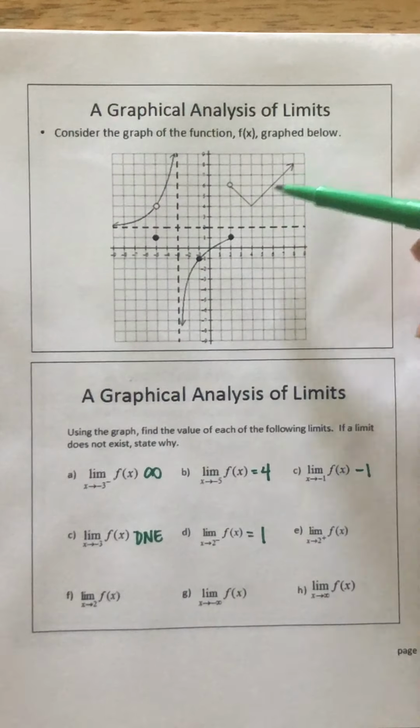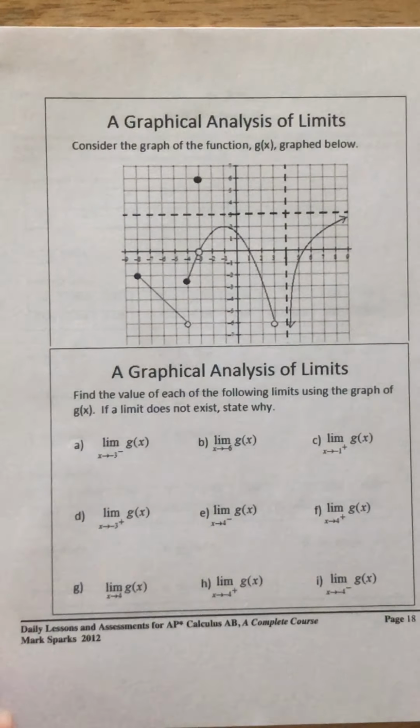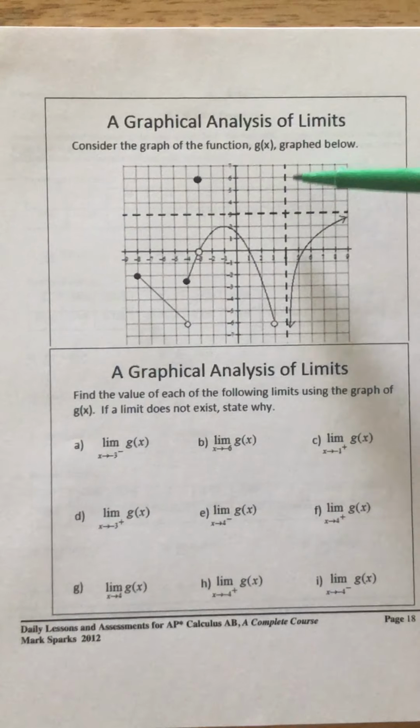All right. One more. One more crazy picture, and then you guys are free and clear. So again, we've got a little bit of everything, right? We've got some removable point discontinuities, one with a value, one without. We've got some asymptotes here. This is a good one.